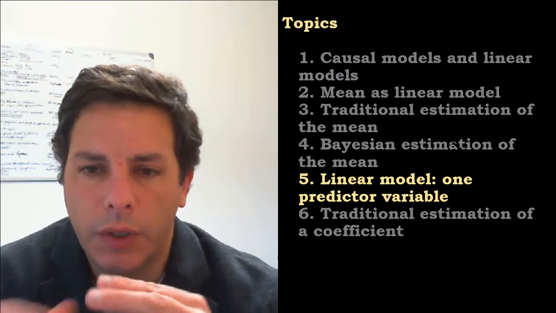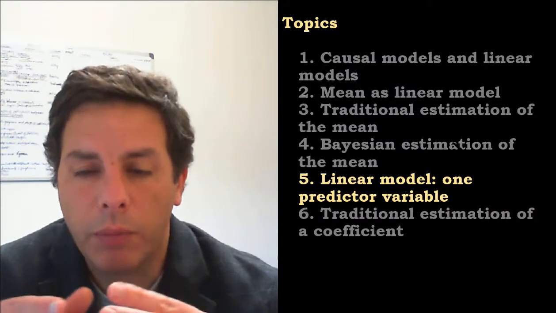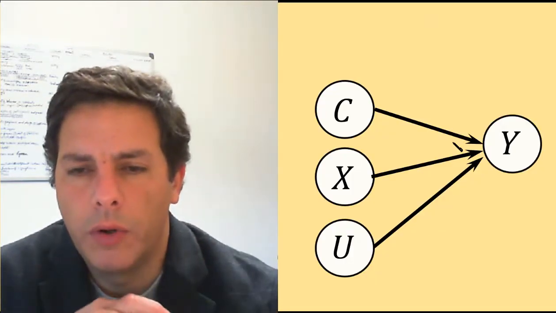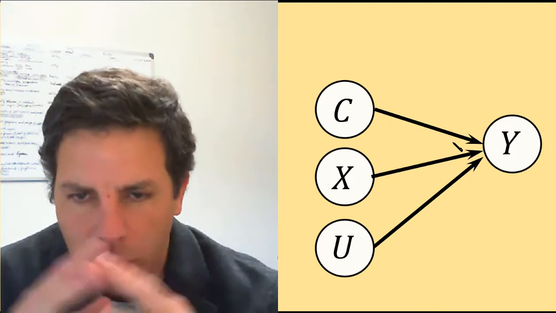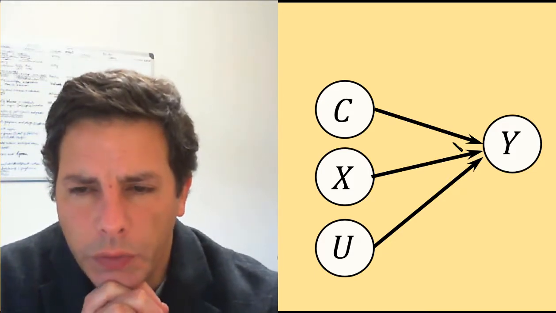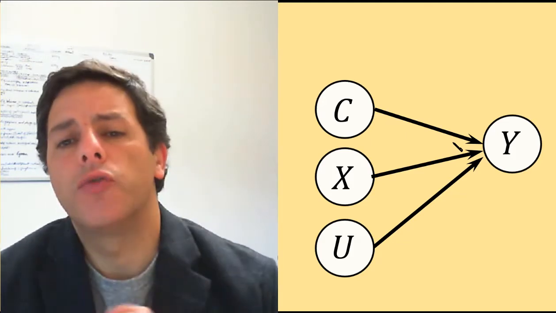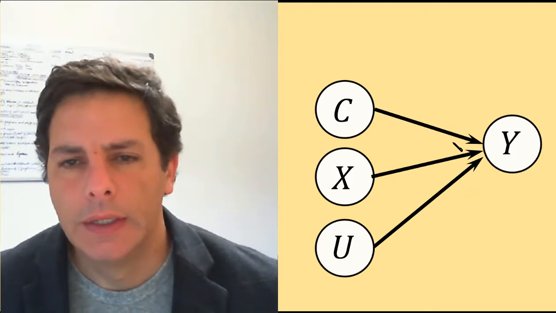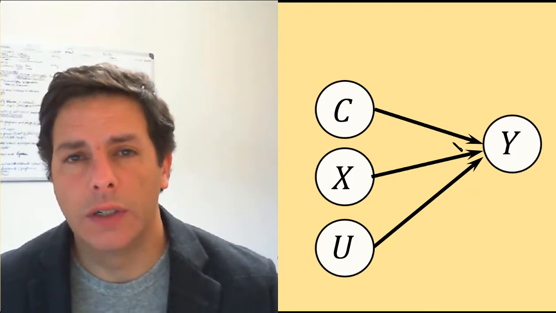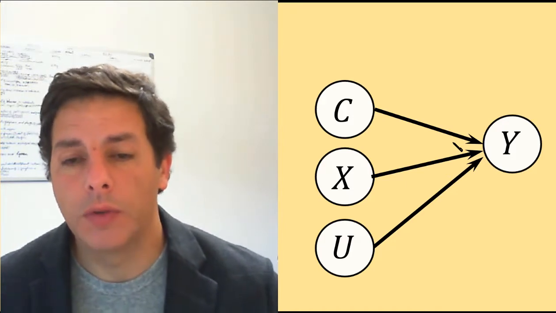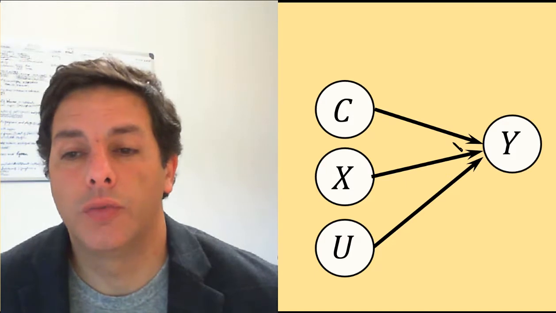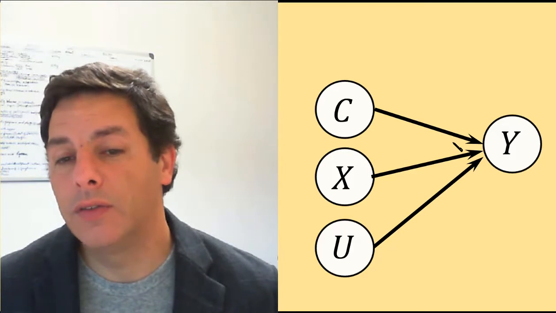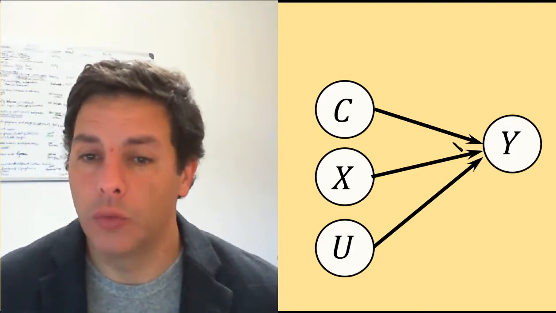Okay, let's move to linear models with one predictor variable. This is again the realm of the causality demon, but we are going to leave her alone for the time being. Remember that we had this C, this constant, and this U, which is unobserved, unknown or unmeasured variables that we don't know, but they are affecting Y. And now we have a variable X that is a causal variable, and we do measure it, we know the value.